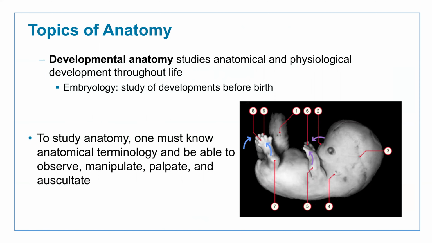Developmental anatomy studies anatomical and physiological development through life, and embryology is part of it. Embryology studies development before birth. All right, so what does it mean to study anatomy? To study anatomy means that you know anatomical terminology, you are able to make observations and manipulations, and you're able to palpate some structures and auscultate. Auscultate means you can hear the sounds that normally working organs, or maybe organs damaged by some disease, produce while they carry on their functions.